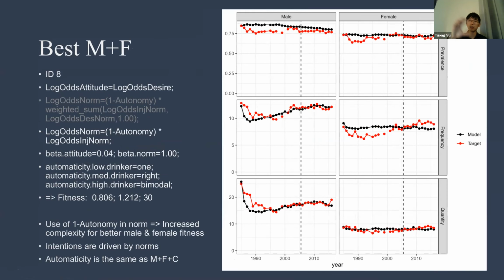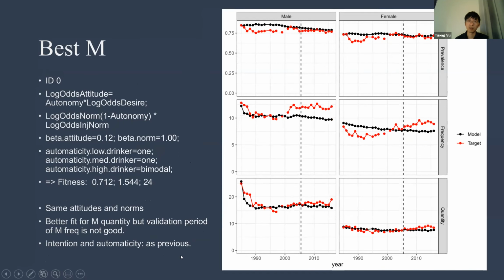Now if we look at the best for male and female, we remove the complexity term, right? In order to do that, the structure uses 1 minus autonomy in the norm here. So it increases the complexity for a better male and female fitness. And again, the injunctive is still driven by the norm when you look at the beta, and the automaticity is the same. So now let's look at the best male.